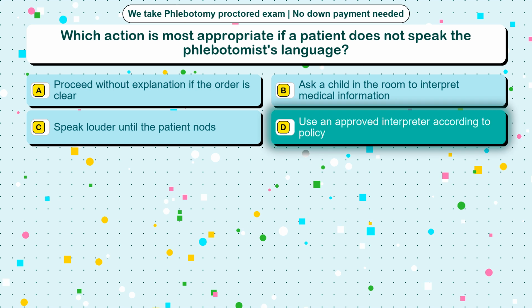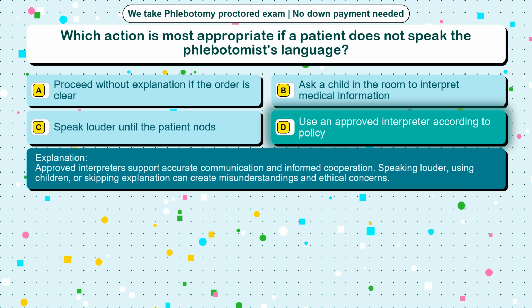The correct answer is option D. Use an approved interpreter according to policy. Approved interpreters support accurate communication and informed cooperation. Speaking louder, using children, or skipping explanation can create misunderstandings and ethical concerns.